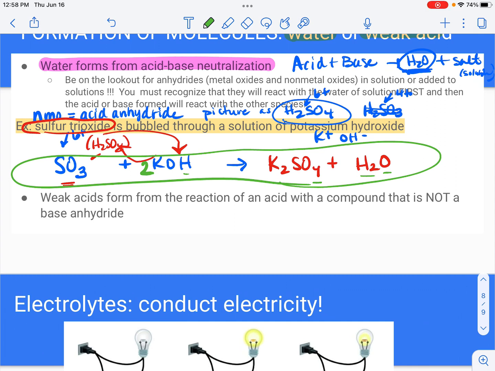The other thing that I want to talk about then would be how you form weak acids. So the formation of a weak acid comes from the reaction of an acid with a compound that's not a base anhydride, because if it's a base anhydride, then it's going to form a salt and water. So we are looking at the idea of an acid, maybe HCl, with maybe potassium.